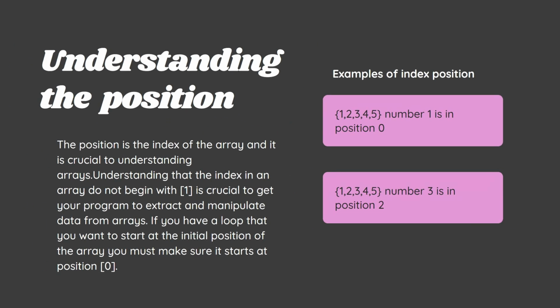So, understanding the position. The position is the index of the array and is crucial to understanding arrays. Understanding that the indexes in an array do not begin with 1 is crucial to get your program to extract and manipulate data from arrays the right way. If you have a loop that you want to start at the initial position, you must always make sure it starts at position 0. So here is an example. If you want to look at it, number 1 is in position 0, number 3 is actually in position 2. So that's pretty important to know.